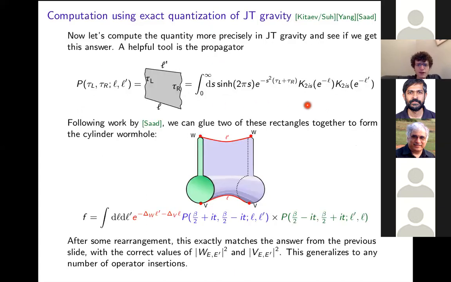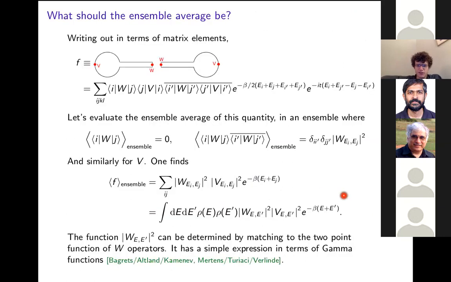Okay, so I think this is my last slide with content on it. Let me just explain it briefly. This is just a quantum JT gravity calculation of this wormhole that we did a classical calculation for before. The main message is that it's easy and you can compute it. It's actually a lot easier than the classical calculation. And it gives exactly this formula here when you put in the gamma functions for these 2-point functions.